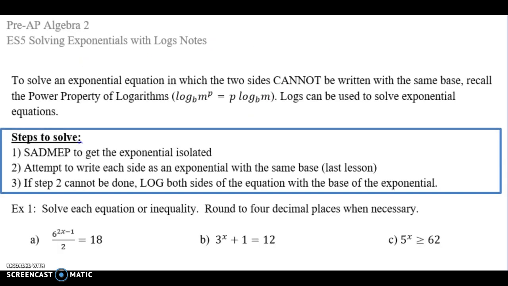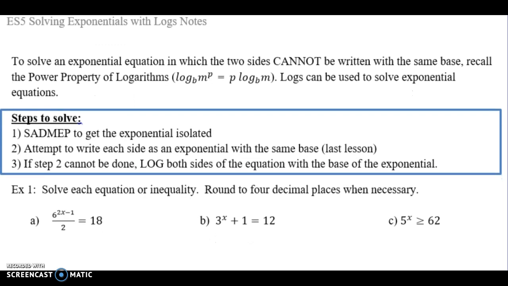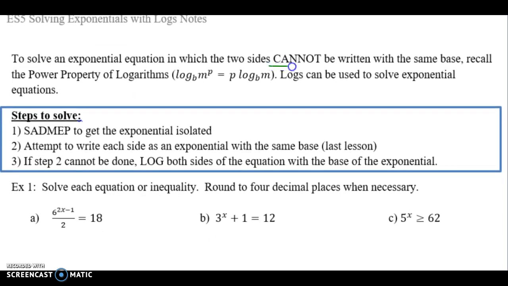So here it says to solve an exponential equation in which the two sides cannot be written with the same base. Underline that. Okay. So like 16 is 2 to the 4th, so I could get the bases to be the same. But what if they're not the same? That's what we're going to do today. So first step, we're just going to do a few examples.